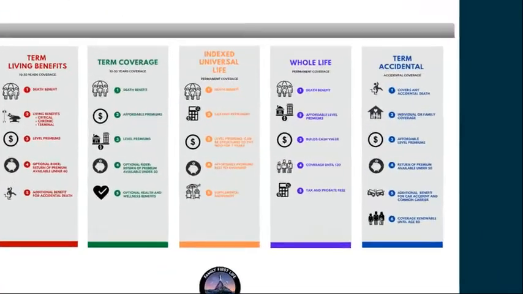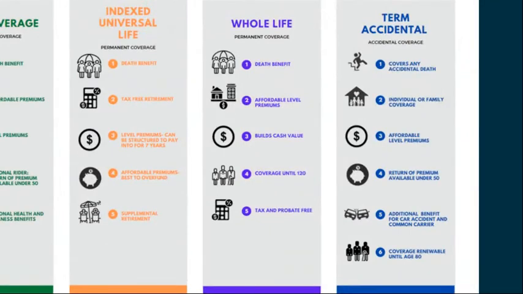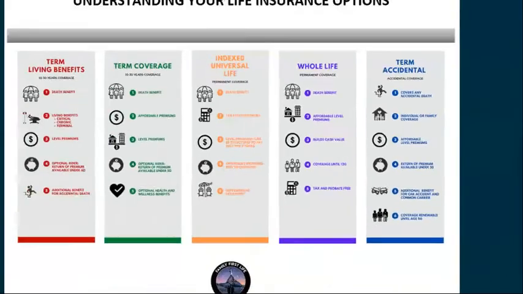There's going to be the index universal life, which we actually haven't talked about yet. These are more of a permanent coverage, death benefit, tax-free retirement options, level premiums, and can be structured to pay into it for 7 years. There are affordable premiums, which is best to overfund because this can be a supplemental for your retirement. Again, we have whole life permanent options and then term accidental.